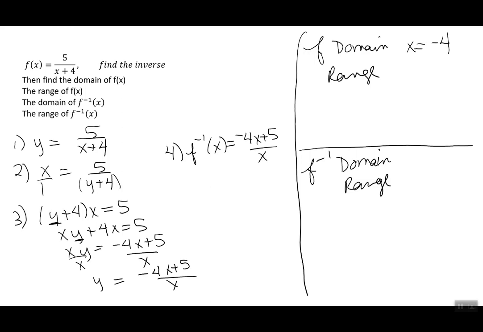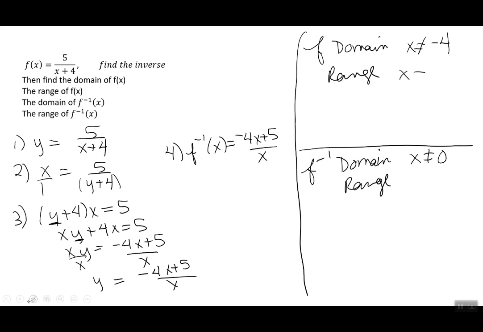When I'm looking at f inverse, I say, what value can x not be? Well, I have x in the denominator, so x cannot be 0. So the domain of f, I couldn't have negative 4. The domain of f inverse, I can't have 0. So the range of f, I won't have 0.